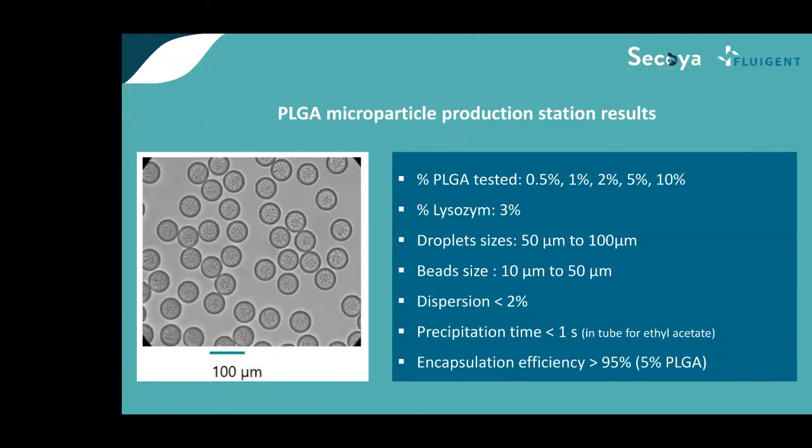So in terms of results, with this station, we were able to produce different types of microparticles. We have tested PLGA with different concentrations from 0.5% to 10%. We have modelized the encapsulation of API with a lysozyme at 3%. And we are able to generate bead sizes from 10 micrometers to 50 micrometers with this technology, with a dispersion lower than 2%, dispersion in terms of droplet size. So we had really highly monodispersed droplets and microparticles. And we have an encapsulation efficiency higher than 95%.